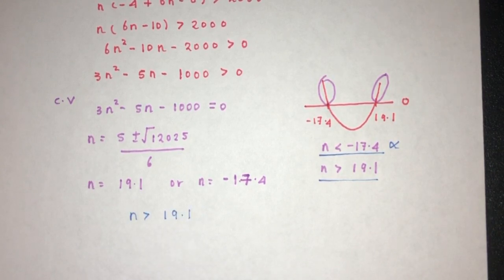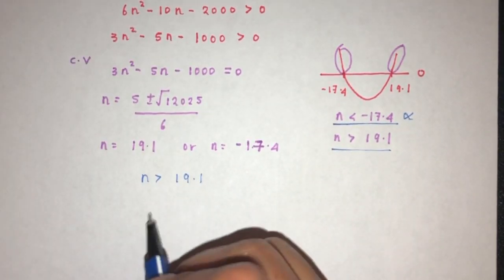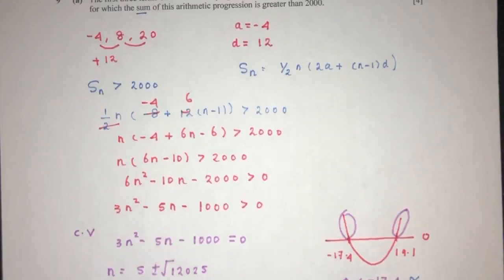Now given that n is a number of terms, it will have to be an integer value. So what is the integer after this? That will be obviously 20. So n will have to be 20. So that is your question 9.8.